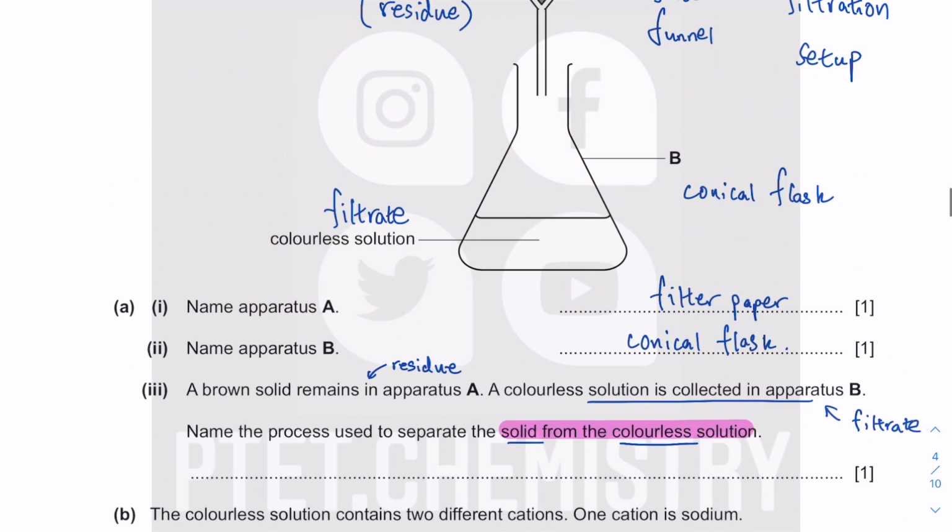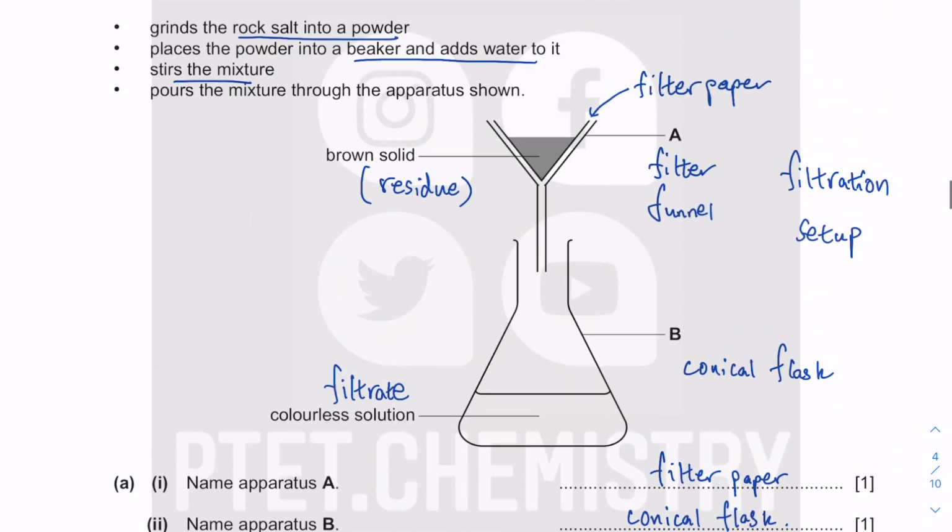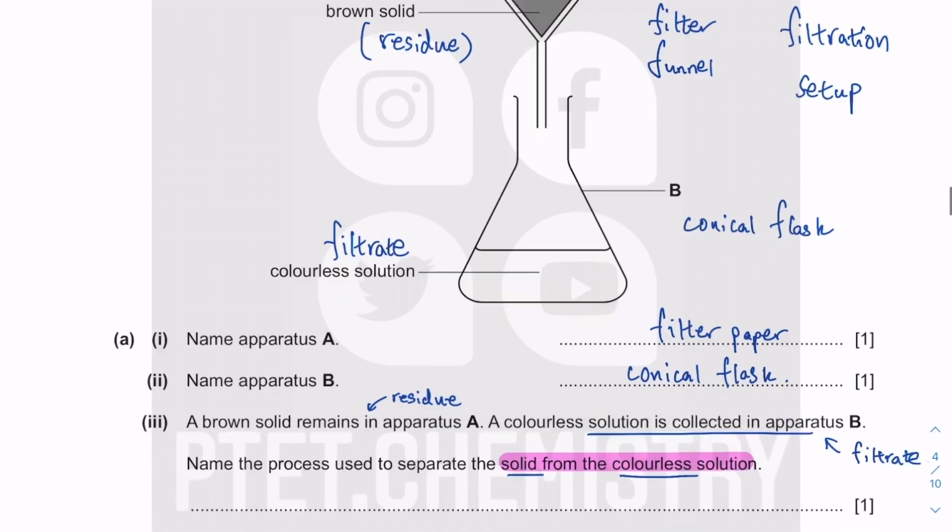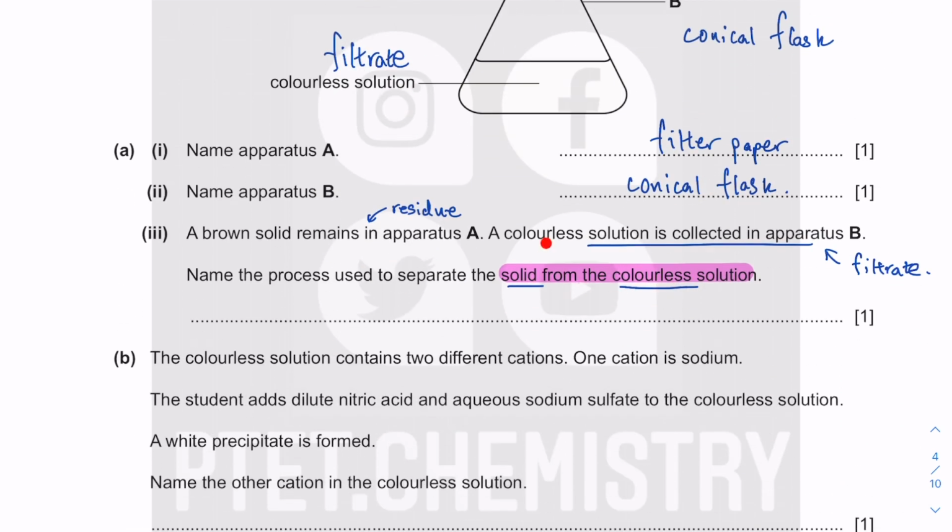So we have a solid in here. We want to separate solid from colorless solution. We don't want solid from the brown solution. So you need to read the question carefully. You get this colorless solution, there is some solid in there. I want to get the solid from the colorless solution.